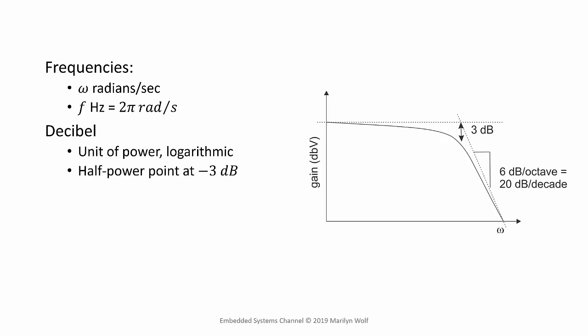The decibel is a unit of power, and it's a logarithmic scale. We often use decibels to describe signals because it allows us to talk about a wide range of values with relatively small numbers. The half power point occurs at 3 dB below the peak. We often use the half power point, or the minus 3 dB point, as a reference between signals that are passed very well and signals that are passed poorly.